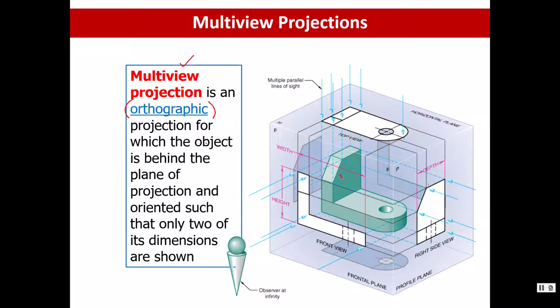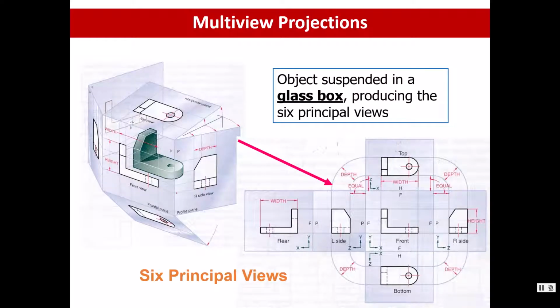So imagine this is the object. We can view it from the top, from the front, from the right side, from the rear, from the bottom, and from the left side. So this is what we call the six principal views, in which you can imagine that the box is in a glass box, and then you try to open the box with all the views. So we have the top, the front, the rear side, the right side, the left side, and the bottom side. So this is the basic six principal view.